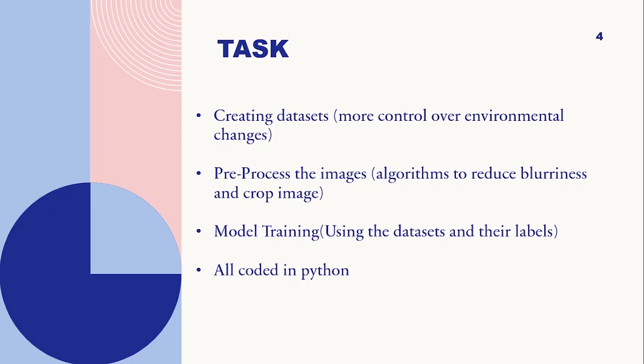Then we'd move on to pre-processing the images. For the images that are collected, we'd have to make sure there's no blurriness in any of the images, and make sure that the selection of the face is just the face and not the background. We'd move on to model training. Using the data sets and their labels, we would train the model, and all of it was coded in Python.